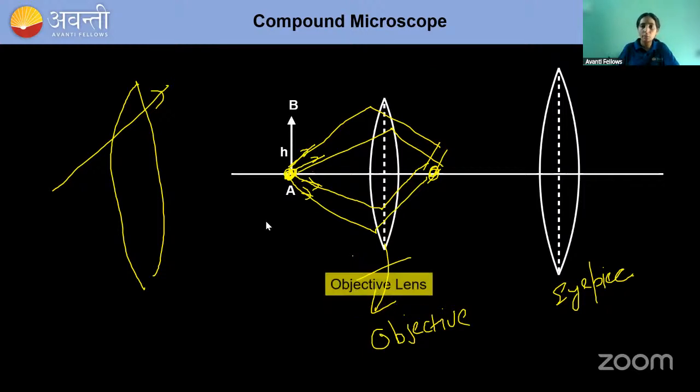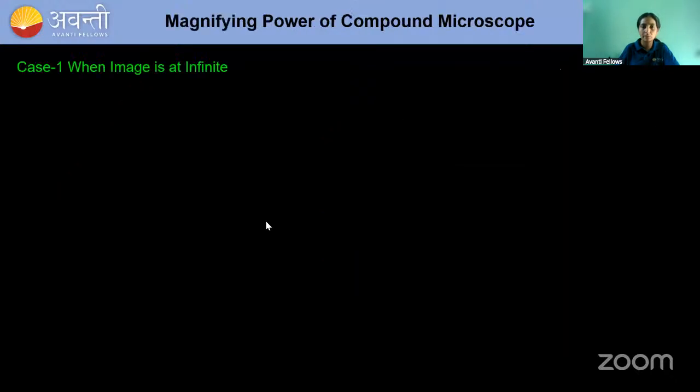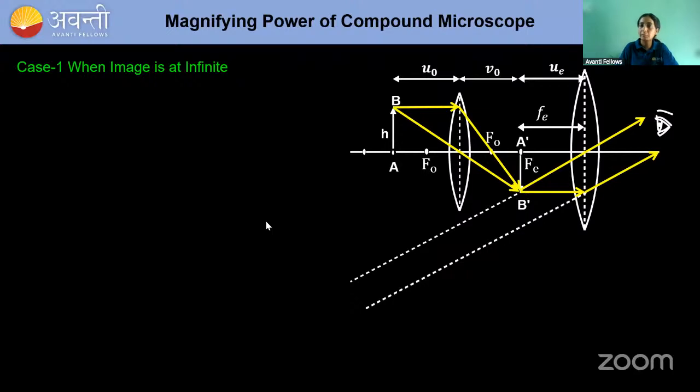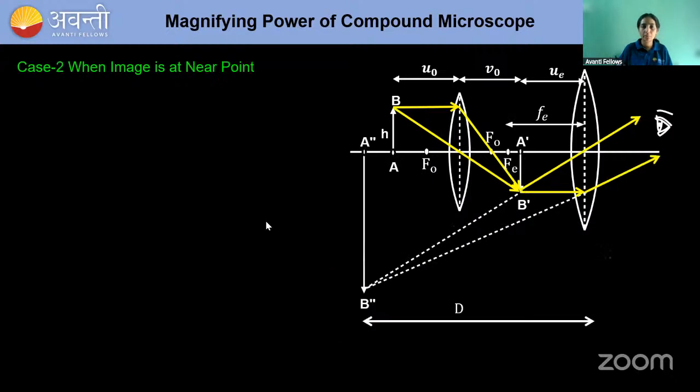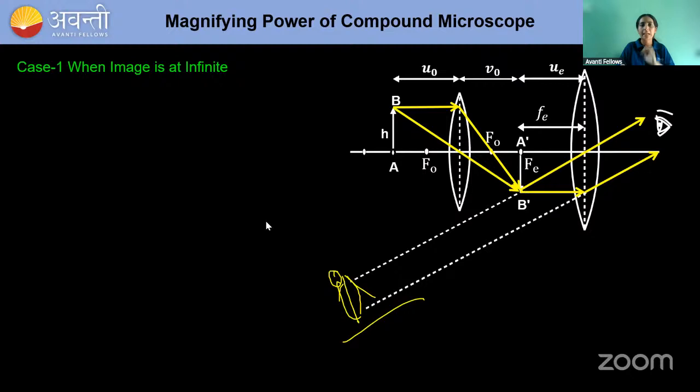Now let's talk about magnification. Here also there are two cases. In one case, the final image is formed at infinity, and in the other case, the final image is formed at the least distance of distinct vision. Again, the case where the final image is formed at infinity is more desirable, because there is no stress on the eye. Now in the first case, what will be the magnification?